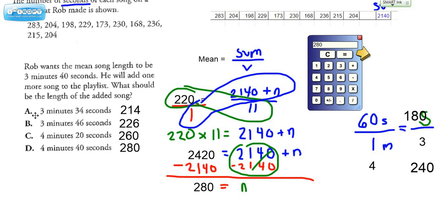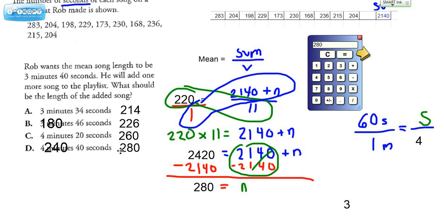Now the answer choices are in minutes and seconds. Now remember, we have 180 seconds for the 3 minutes. You have to add the 34 seconds that we have here. You add these two numbers together, you get this. If you add 180 seconds to 46 seconds, you get this. Now for 4, that's going to be 240 seconds. So we add 240 to 20, we get this, and add 240 to 40, we get this.